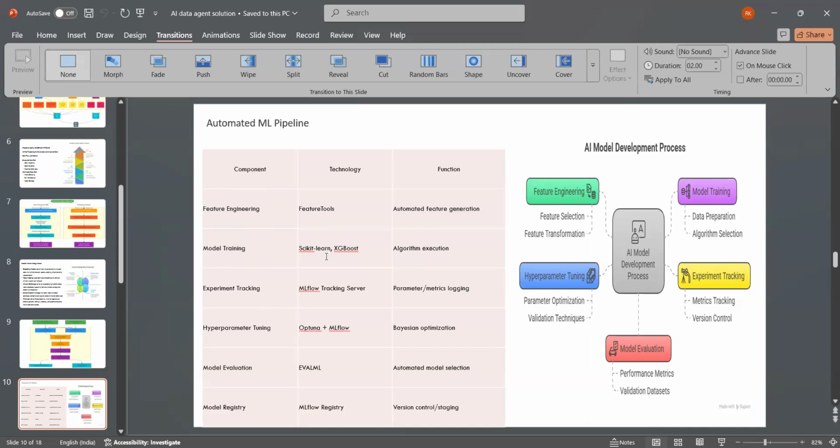For model training, we use scikit-learn and XGBoost for algorithm execution. Experiment tracking uses the MLflow tracking server for parameter and metric logging. Hyperparameter tuning uses Optuna plus MLflow, and the function is Bayesian optimization. For the component model evaluation, we use Evidently ML, and the function is automated model selection. And the component model registry uses the MLflow registry, and the function is version control and staging. Here I am showing that in a picture diagram.